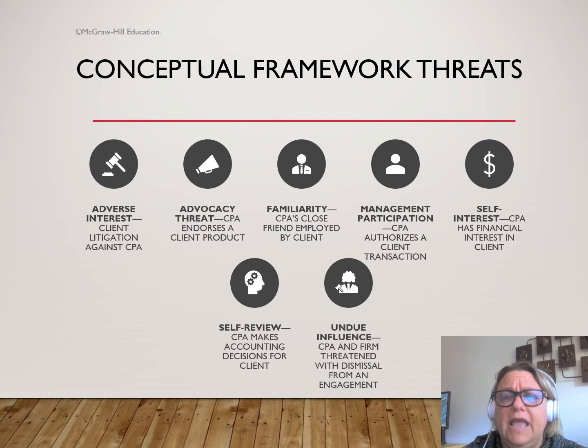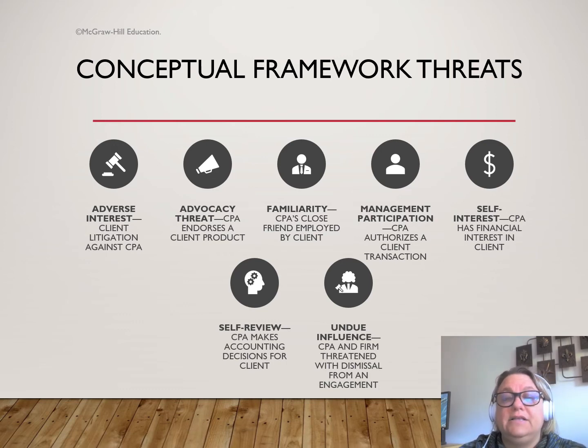The first one is called adverse interest, and that means that a client is litigating against a CPA. So if a client is in active litigation or is pending litigation, then your interest in the client or your engagement with the client is a problem. In that case, you should engage with another firm.